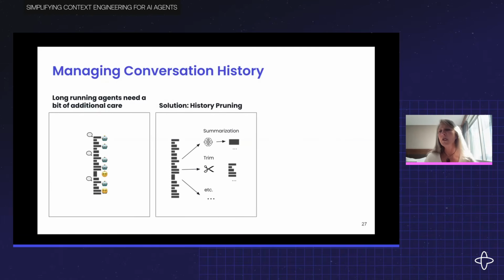The solution to that is to do what we call history pruning, or conversation history pruning. Pruning falls into a number of different categories, and there's a number of different techniques that you can use. The one that I'm going to show you here today is summarization, which is to basically take this long history, summarize it, and then use that summary to seed further conversation.